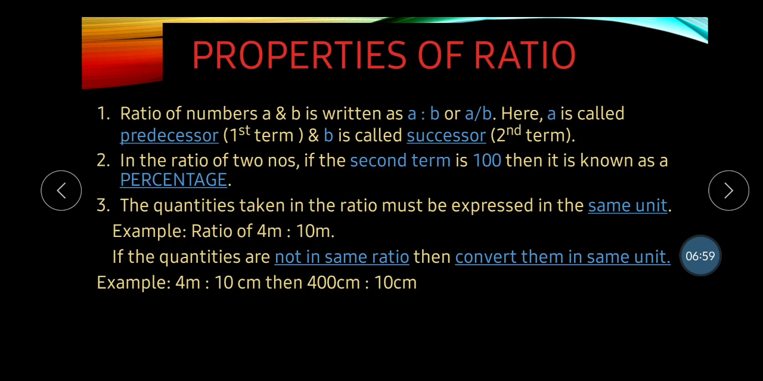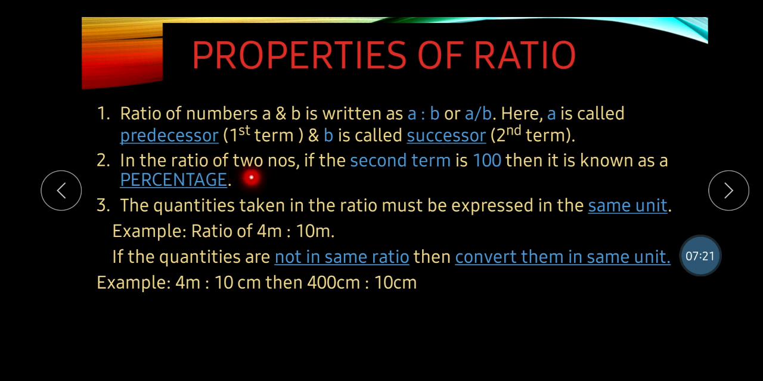Properties of ratio. Property 1. The ratio of numbers A and B is written as A is to B or A upon B. Here A is called the predecessor, that is the first term, and B is called the successor, that is the second term.